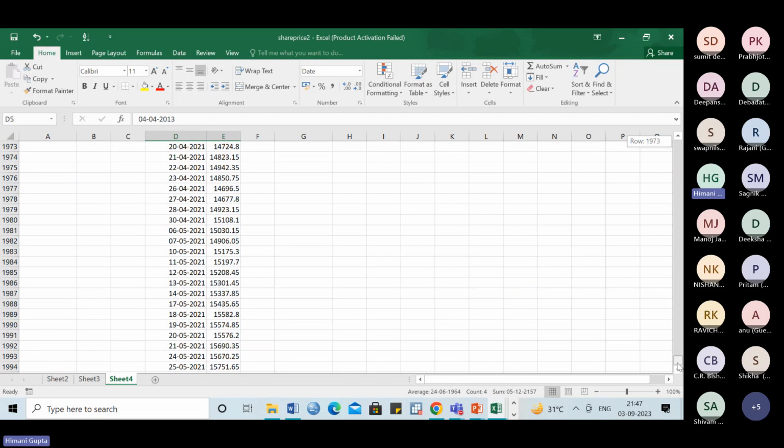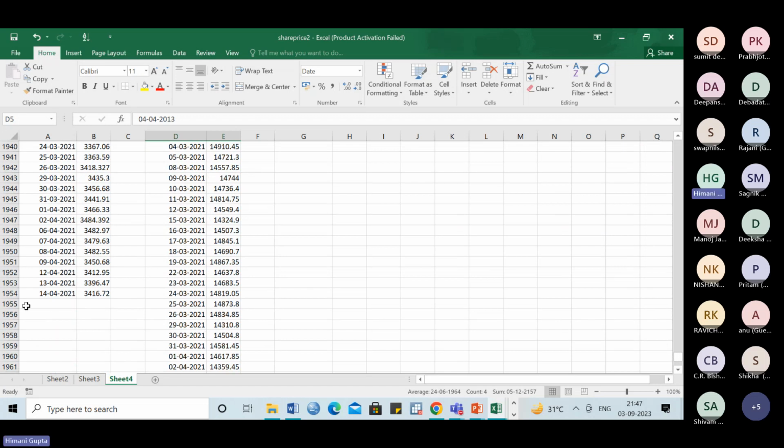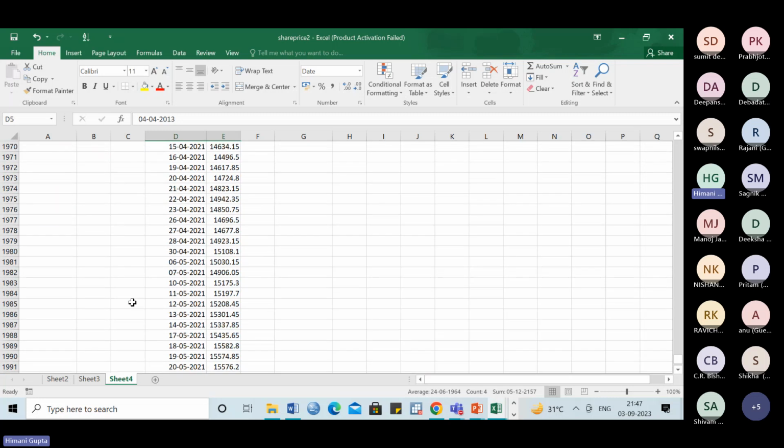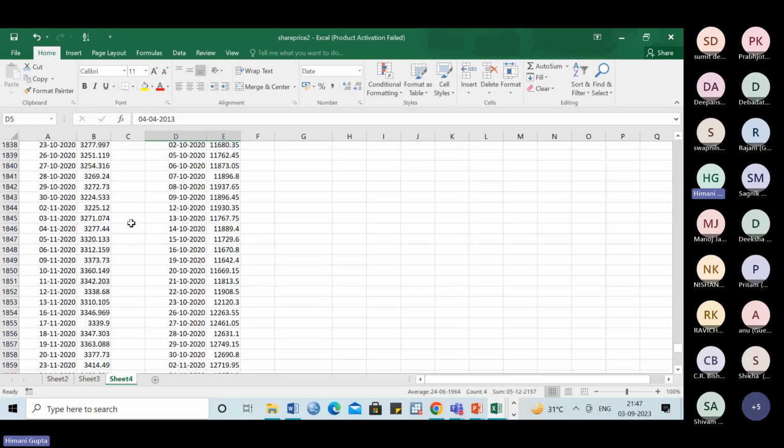Now see over here. In China, I am having 1954 observations. But if I see India, in India I am having 1994 observations. My data ends in May 21 over here, and over there my data ends in April 21. There is a mismatch between these two datasets, and you will see many observations where India is working, but there are many observations where China is working.